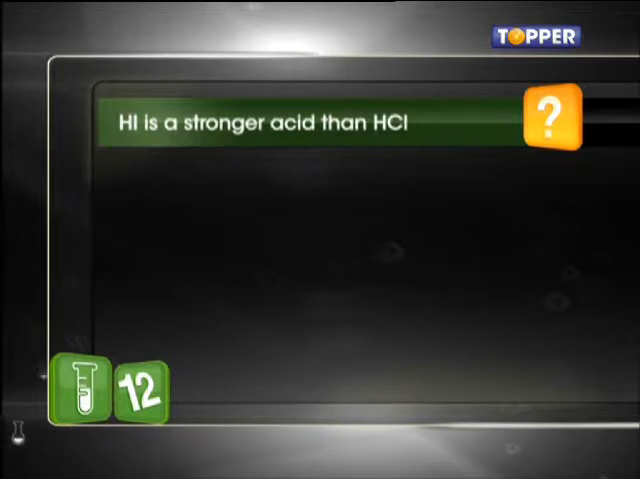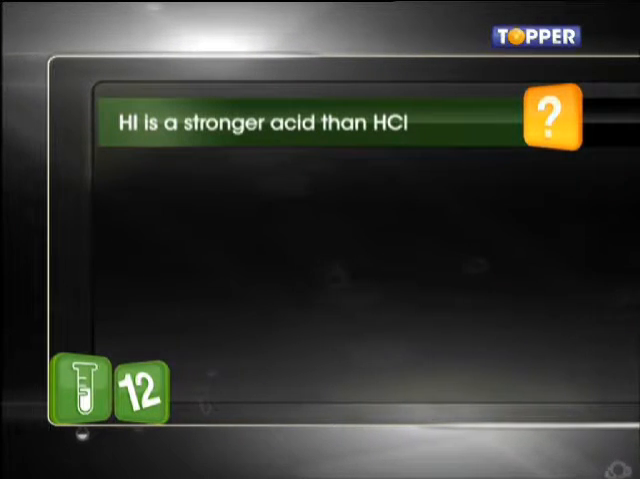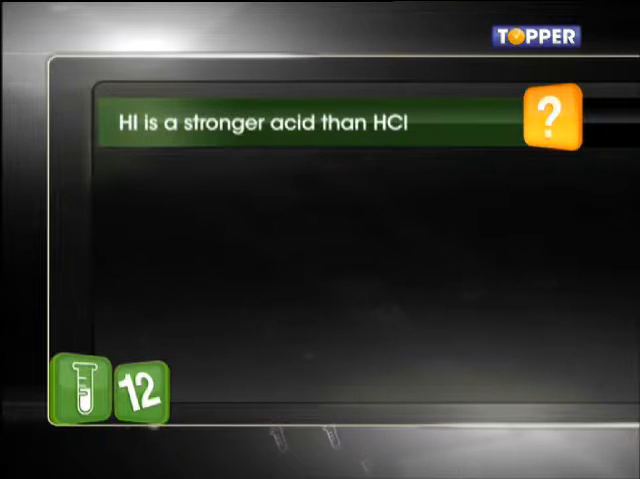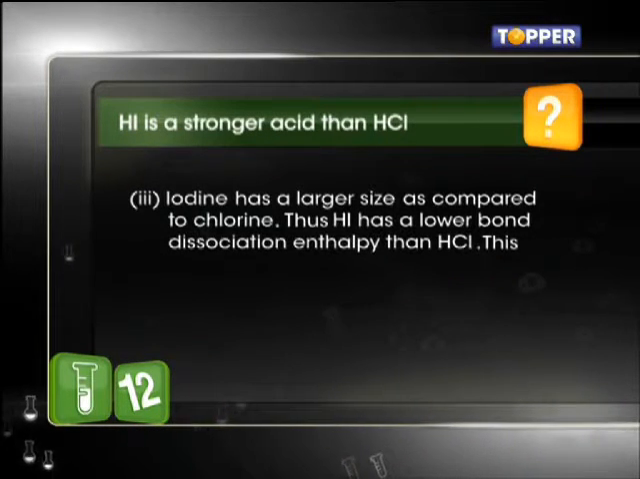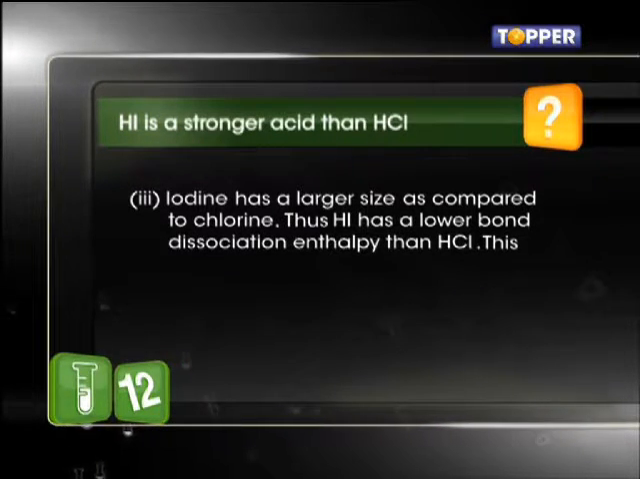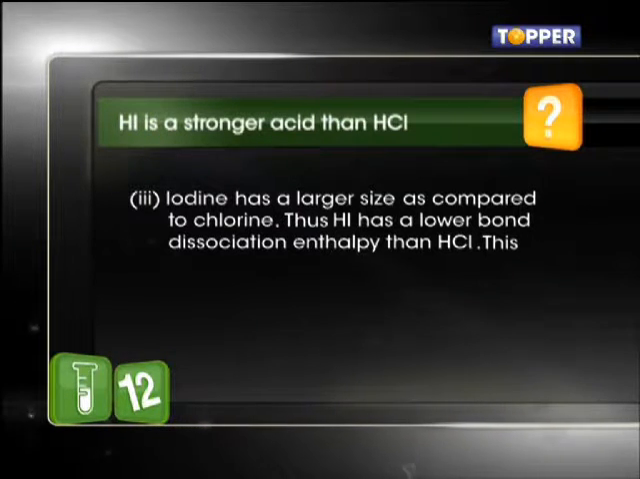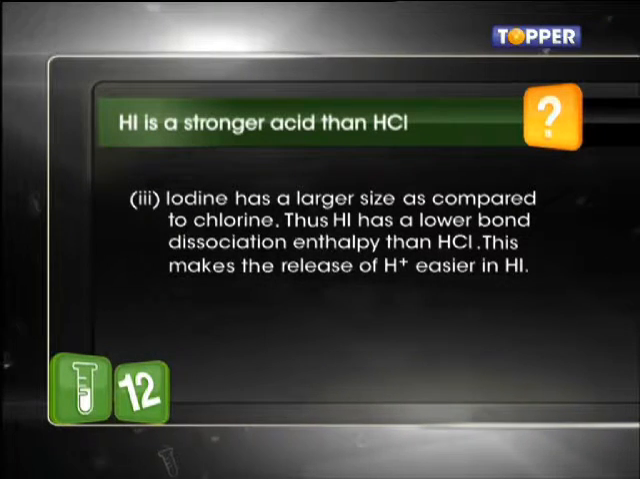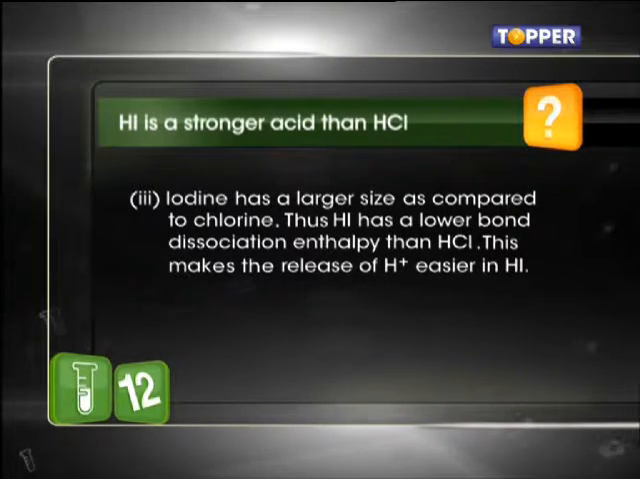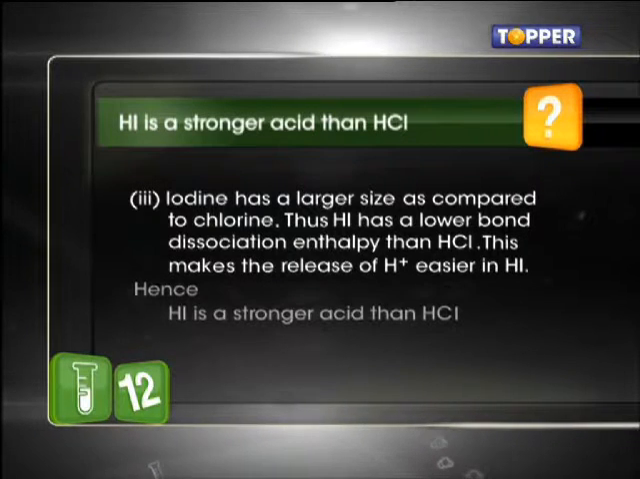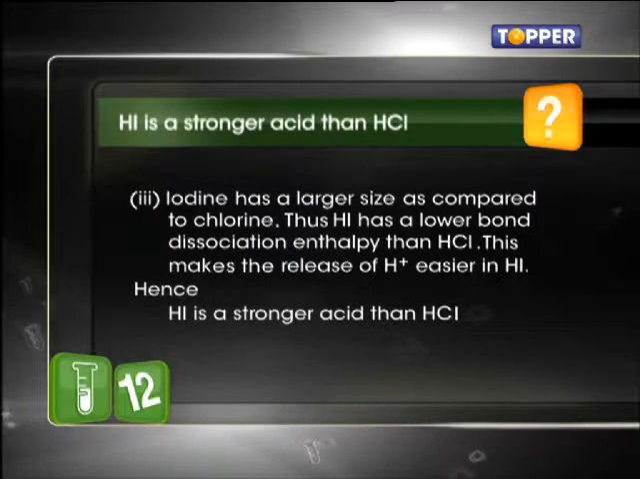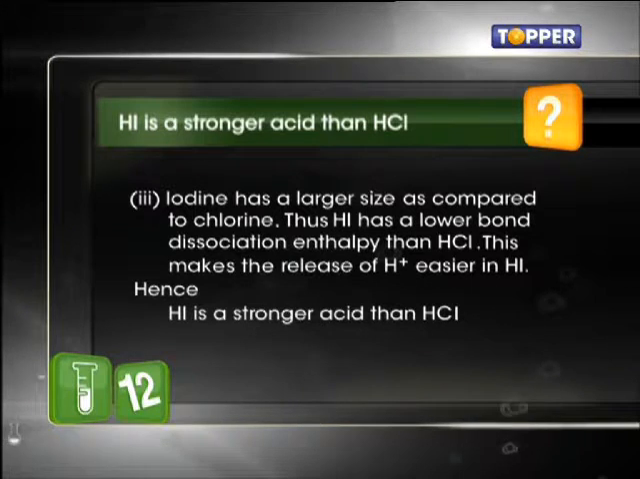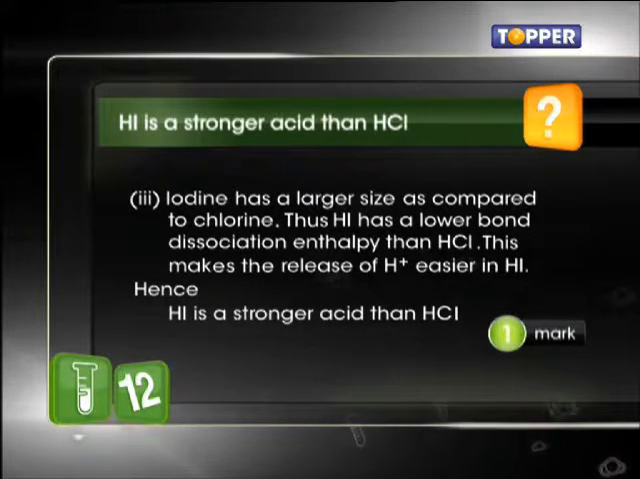And now, the last part, where we were asked why HI is a stronger acid than HCl. So, due to the larger size of iodine as compared to chlorine, HI has a lower bond dissociation enthalpy than HCl, thus making release of H+ easier in HI. Hence, HI is a stronger acid than HCl. Bingo! You get the last 1 mark also.